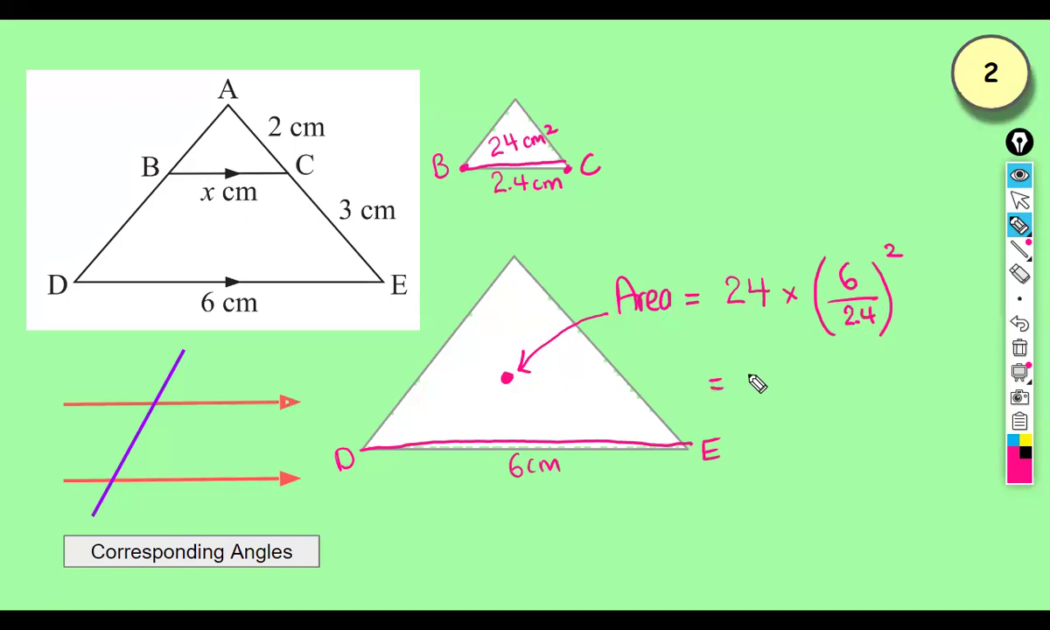So you just need to type in this straight on your calculator. Type in 24 multiplied by open brackets, press 6 divided by 2.4. Close your brackets and square it. Only after you close the bracket, square it. Type it in straight and tell me if you get back 150 centimeters squared. You're going to get the same answer. You're supposed to, actually. Let me know.